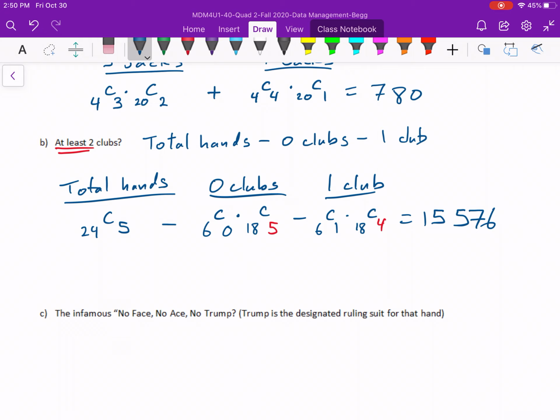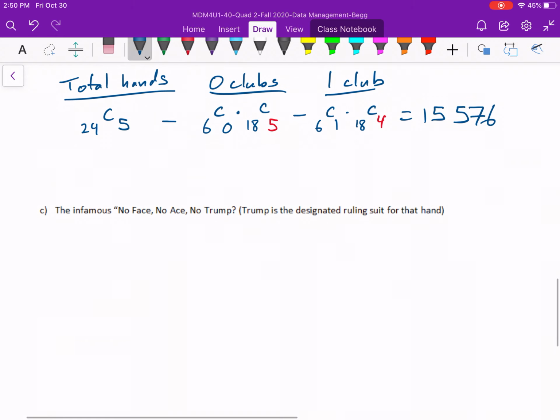Now, the number of ways to have no face, no ace, no trump, that is, if you ever played euchre, you may have heard of that one. Basically you have to have just 9s or 10s, and so there's only 4 9s and 4 10s, so there's 8 cards.